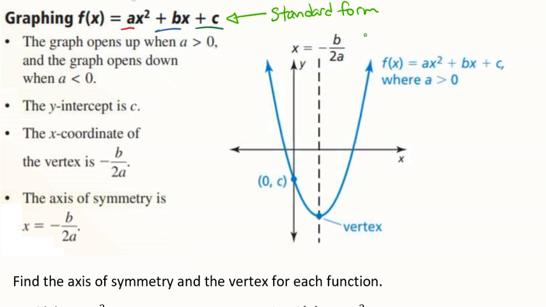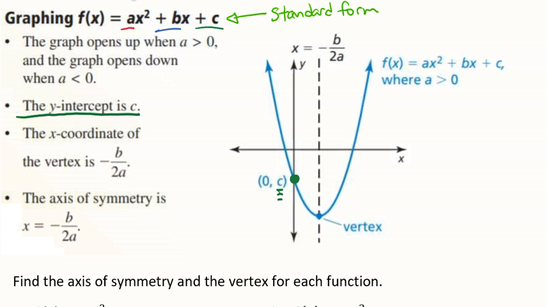Now, the graph is going to open up when a is greater than 0, meaning when a is positive, and the graph is going to open down when a is less than 0, so when it's negative. Now, the y-intercept is going to be the c value. Okay, the y-intercept is the c value. And the x-coordinate of the vertex is negative b over 2a. So really quick, we're seeing that this point right here, this 0, comma c, this is our y-intercept.